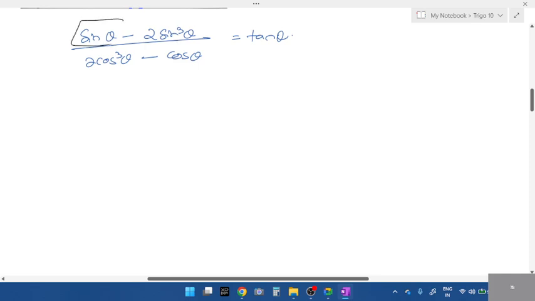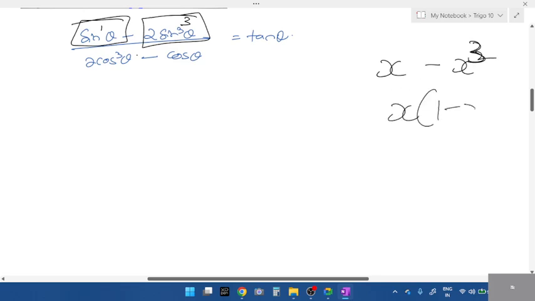What is the degree for sine? What's the degree or power? 1. And what is the degree for this? 3. Right? So they are like terms, students. It is like this: x minus x square, x cube. You have to factorize this. How do you factorize? Whichever has the lowest power, you take out, 1 minus x square, like this. Fine. This is the concept we use.